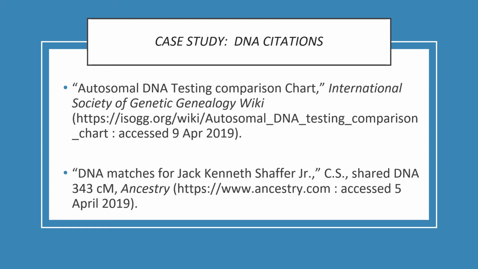permission to use the names of living individuals, or we can redact the names for privacy issues, as I've done in this presentation. So I wanted to use the autosomal DNA testing comparison chart, and so I cited that from the ISOGG wiki and the date I accessed it and the URL. And then I also wanted to cite the DNA match for Jack Kenneth Schaefer and how much DNA was shared with CS, the 343 centimorgans, and the date that I accessed that match.